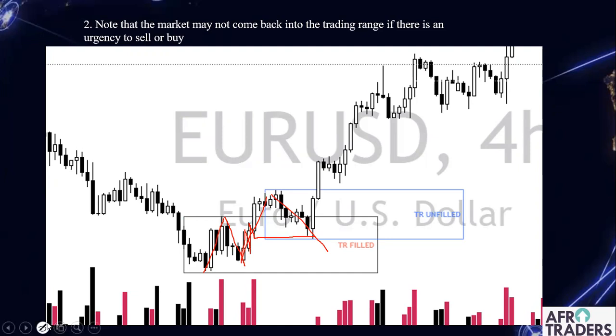Okay. So we came in, but when we got this trading range, the market never came in, because look at the speed at which it moved, right? There was urgency to move the market up. So we failed to come into the trading range before going. So this is just to lower your expectations on the trading range.